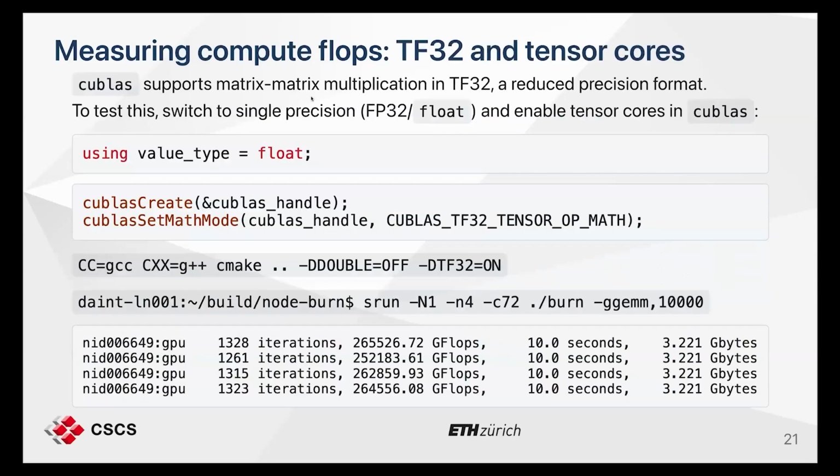Now, if we switch from double precision to floats and use the Tensor cores and enable them also in cuBLAS, for the data we use floating point, but we use TF32, where the cuBLAS Tensor operation math is enabled. So if you want to use this with cuBLAS, you should set the math mode to this. And if you want to use our tool, NodeBurn, then make sure to disable the double precision and enable TF32. Okay, if you want to run this way.